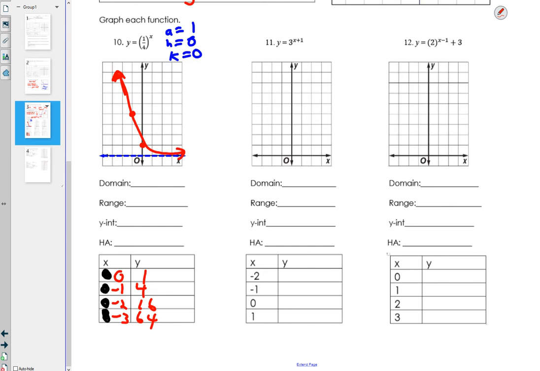What's the domain? All real numbers. You can put negative. What's the range? You can say y greater than 0, or you can say from 0 to positive infinity because it's going up forever. How about the y-intercept? Where it's touching the y-axis? At 0, 1, you can put y equals 1, that's fine. And where's the horizontal asymptote at? Y equals 0. Y equals 0.